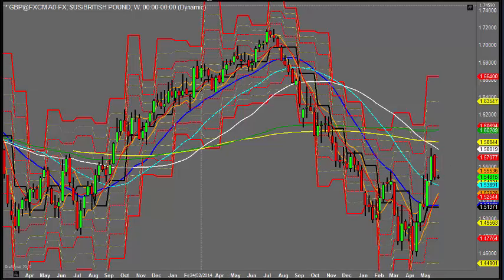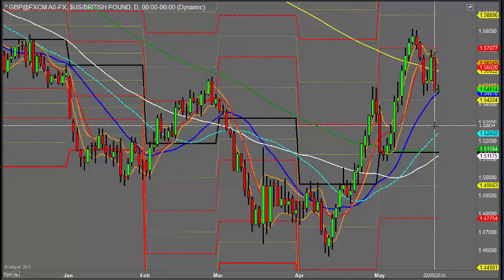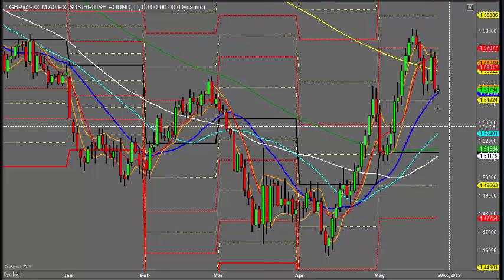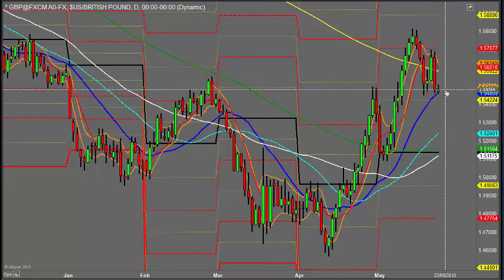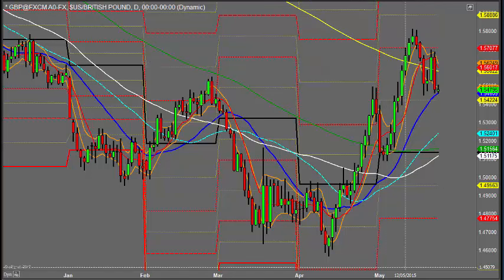Coming back to the dailies, what does that really give us? Well, this is the first test on this 21 moving average, which is good and strong. Short term it may hold us, but looking at the pivot swing again, that's kicked in here.